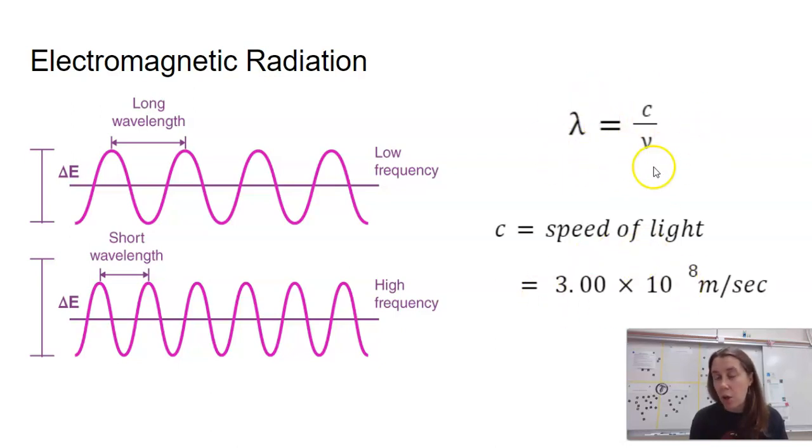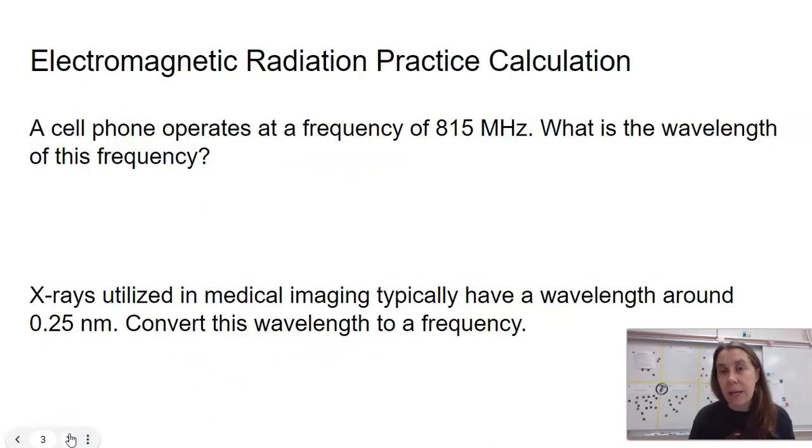And this equation is also given on your equation sheet, but you need to be able to know how to use it. So the wavelength is equal to the speed of light divided by the frequency, which is how many waves we get per second. Okay, so let's do a couple of examples using this equation.